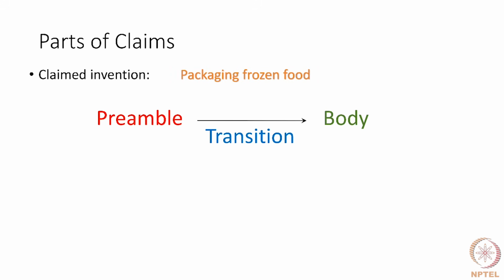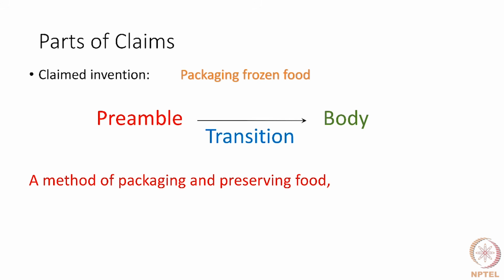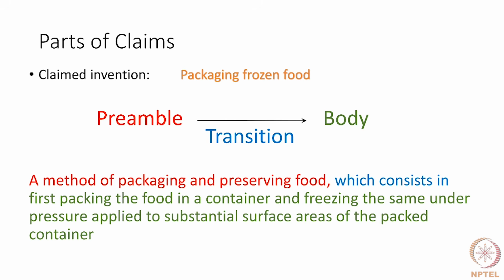Packaging frozen food. A method of packaging and preserving food, which is the preamble. It could be any method, which consists in... the use of consist is different from the use of comprising. We'll be looking at that in the forthcoming lectures. First, packing the food in a container and freezing the same under pressure applied to substantial surface areas of the packed container. So you can clearly see the preamble, the transition. Transition need not be just one word, it could also be a group of words, and then the body.